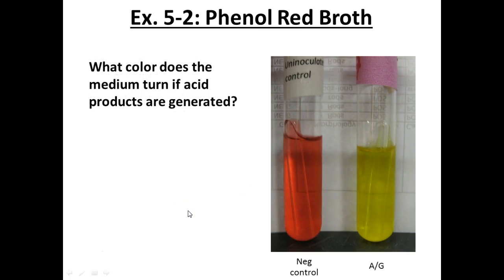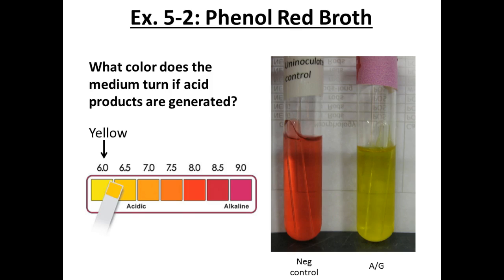So what color does the media turn if acidic products are generated? Acidic does what to the pH? Lowers it, right? So it's going to turn yellow. So if you have a yellow tube, you have an acidic environment, right? And we code that by writing A. A for acid.